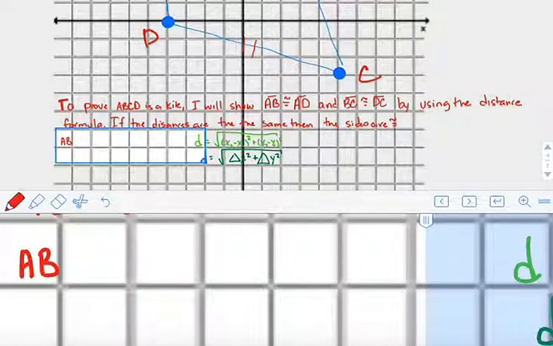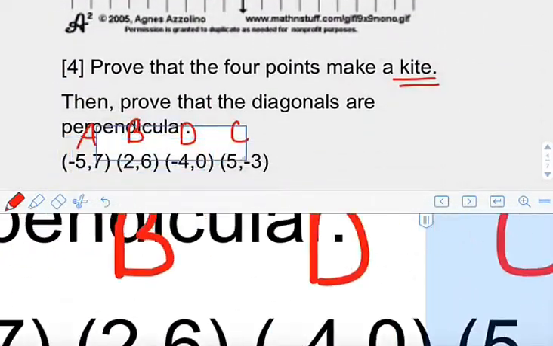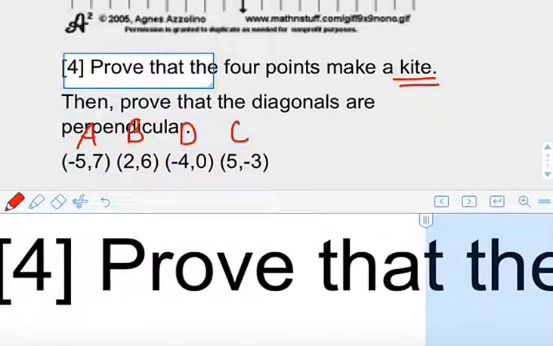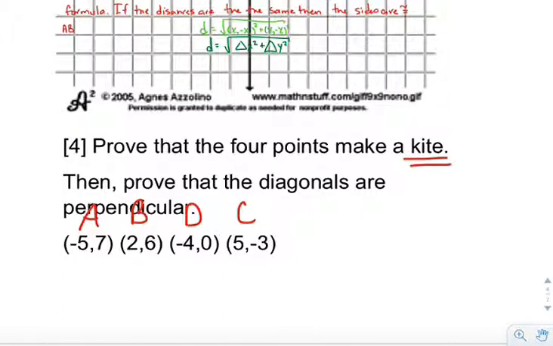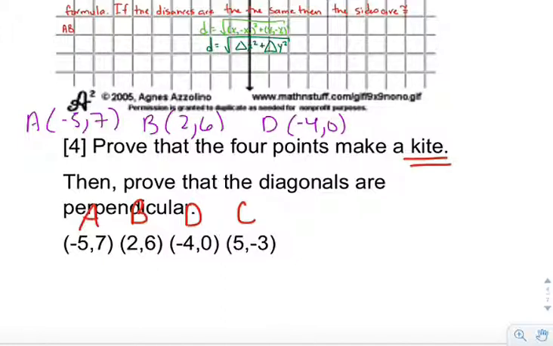Now we're going to need coordinates for this. Down here I actually have them pre-listed. Let's go ahead and take a moment to copy them up here so I don't have to keep scrolling back and forth. So A is negative 5, comma 7. B is 2, comma 6. D is negative 4, comma 0. And C is 5, comma negative 3.